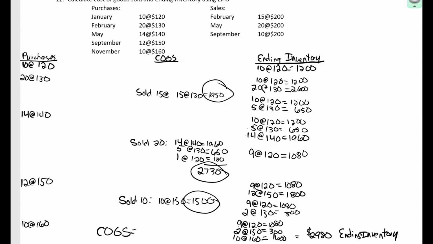Our cost of goods sold is $6,180. Okay, so that finishes our 4 different methods of inventory.